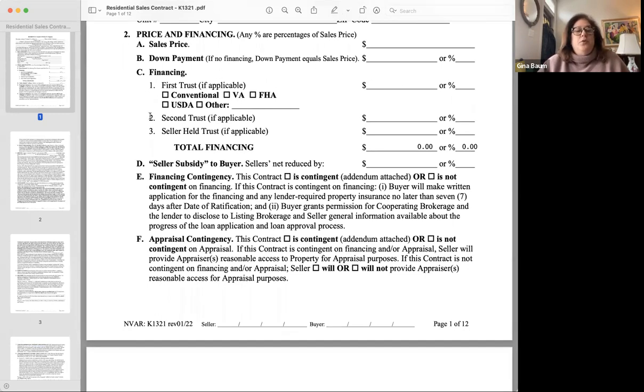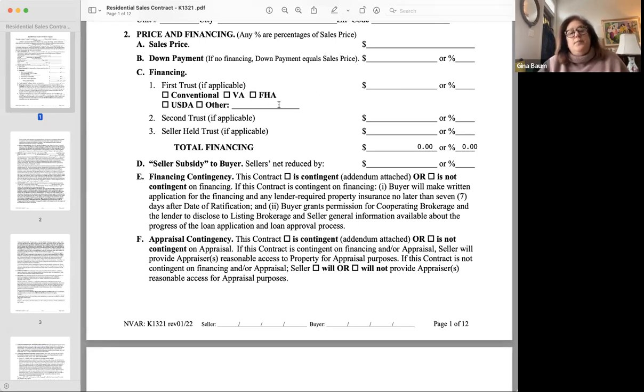2C, now this is very important. And the reason it's so important is because the financing contingency that you will use refers to specified financing. And what it's talking about in the financing contingency is this paragraph 2C1. What is the financing that you're specifying here? Okay, is it conventional? Is it VA? Is it FHA? Is it USDA? Is it something else? And so here you would write in the first trust, or if you did the 20% down payment, you would do 80% for the first trust.